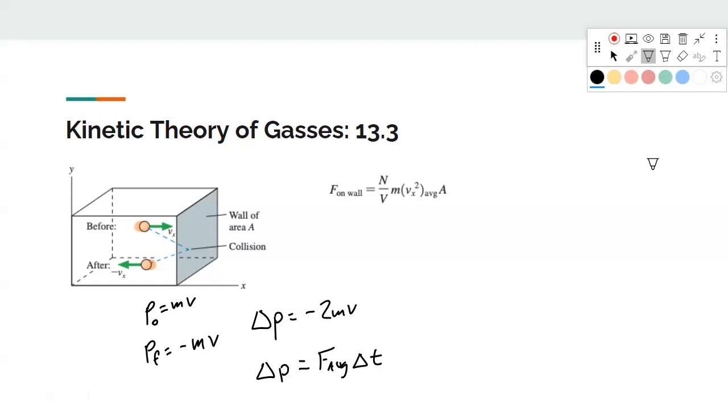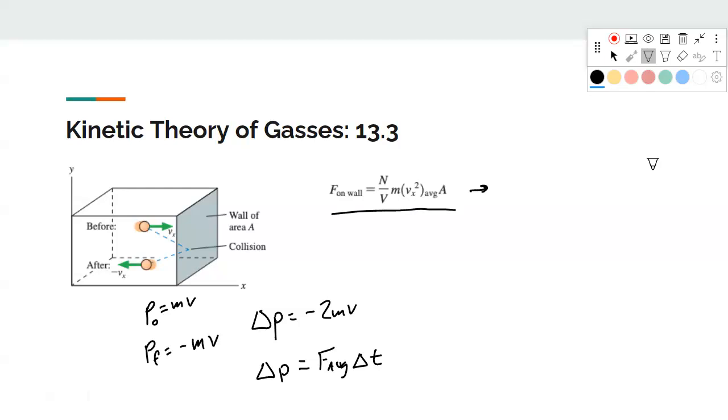And putting this together, and then imagining that we have a whole box of gas instead of just one particle, we end up getting this expression for the force. So I don't want to walk through all the steps because they're a bit tedious, but they're all shown in the book in this section 13.3. And I'm happy to talk to you about them if you're interested.